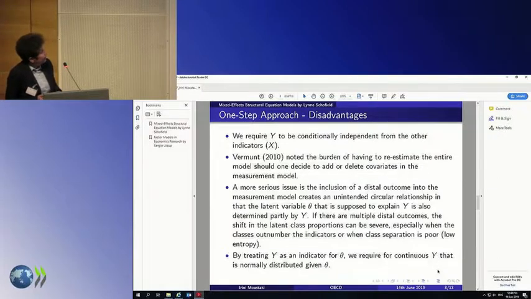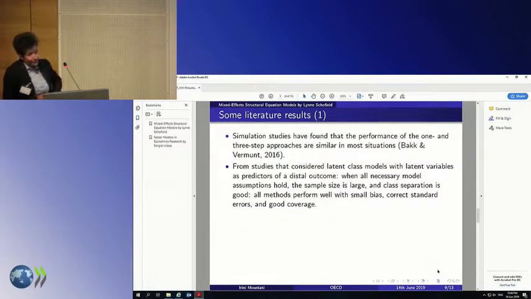So when it comes to some literature results, so that you know what is actually people have found, is that the performance of the one and the three-step approaches are very similar. Okay, especially, you know, when the model assumptions are correct. So if you have, for example, the sample size is large and you have quite a class separation because most of the studies are for latent class models, everything is actually good. All methods perform well, and you have small bias and correct standard errors and good coverage.